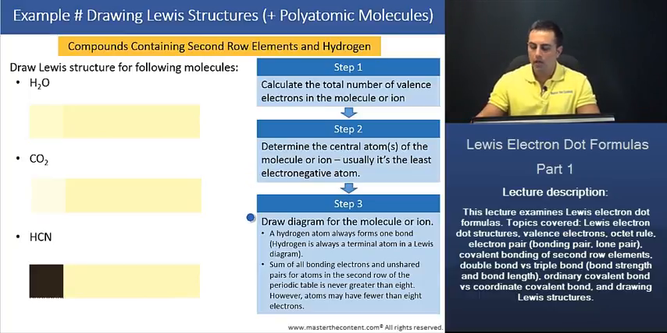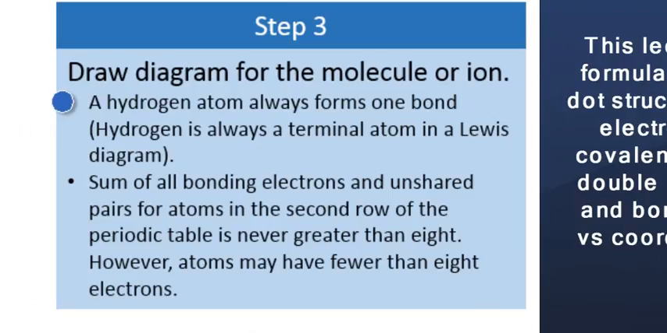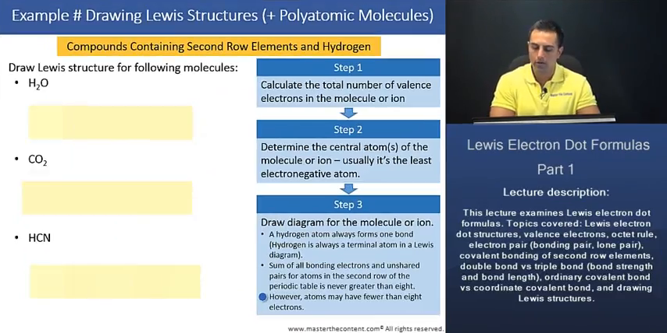Now, in step three, we're going to draw the diagram for the molecule or ion. There are a few points that we should take note of. Firstly, a hydrogen atom always forms one bond, and hydrogen is always a terminal atom in a Lewis diagram. Secondly, the sum of all bonding electrons and unshared pairs for atoms in the second row of the periodic table is never greater than 8. However, atoms may have fewer than 8 electrons, as we had seen with boron. All right, let's follow our steps and do a few examples of drawing Lewis structures.